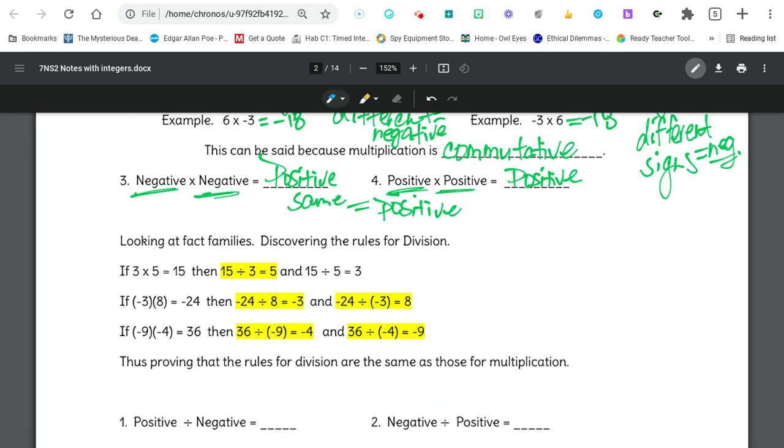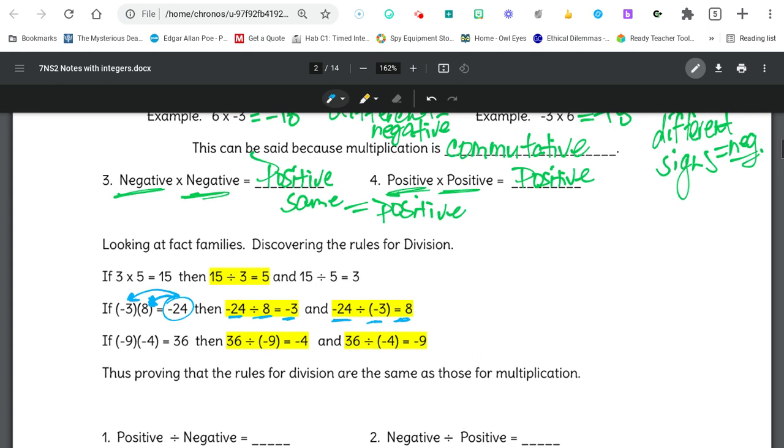Okay? If I know that, and this is multiplication, I use parentheses, negative 3 times negative 8 is negative 24 because they're different. The numbers in my problem have different signs, so I end up with a negative. Then if I take negative 24 and divide it by 8, it's going to give me the other number in my family, which is negative 3. There you go. Or if I take negative 24 and divide it by negative 3, it's going to give me the other number in my family, which is positive 8. There you go. So you should be able to see that the rules hold true.